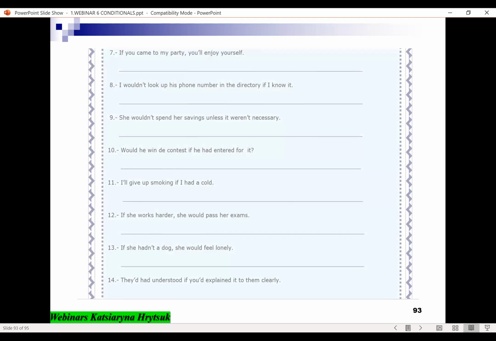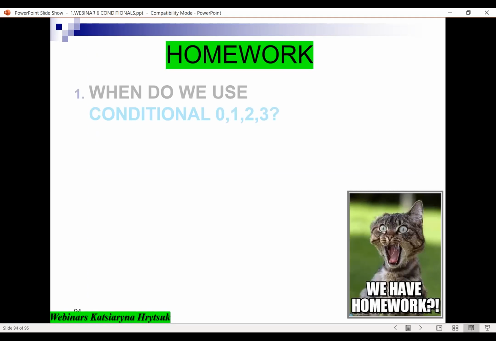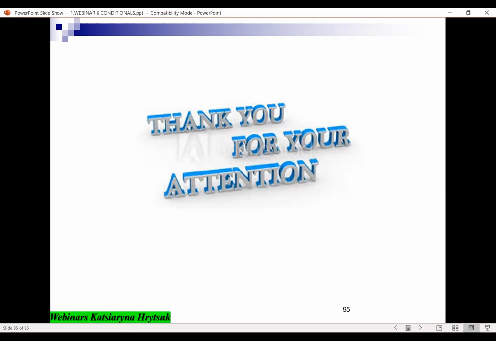A lot, yes, but it will be good revision for you. So I will ask you, when do we use conditional 0, 1, 2, 3? And you will need to finish these slides with these numbers. Plus, in your email, I will send you again the links of these videos if you want to practice by yourself, okay? And this is pretty much all about my presentation.